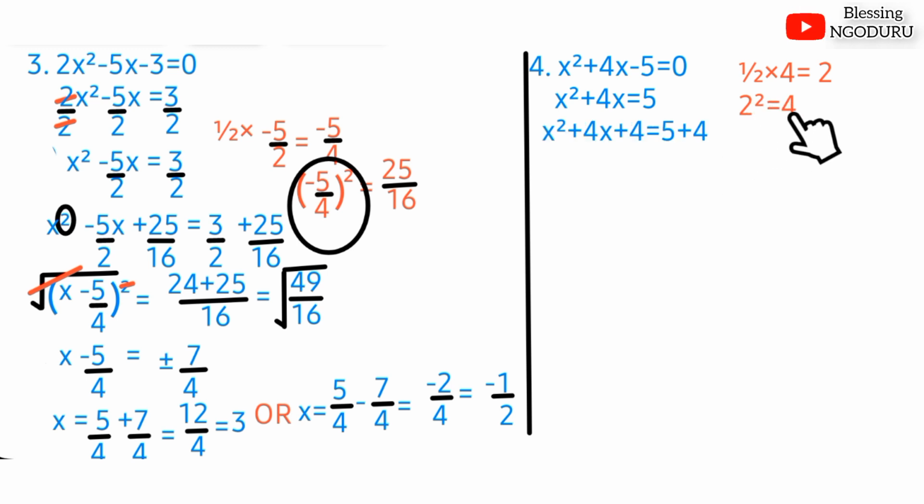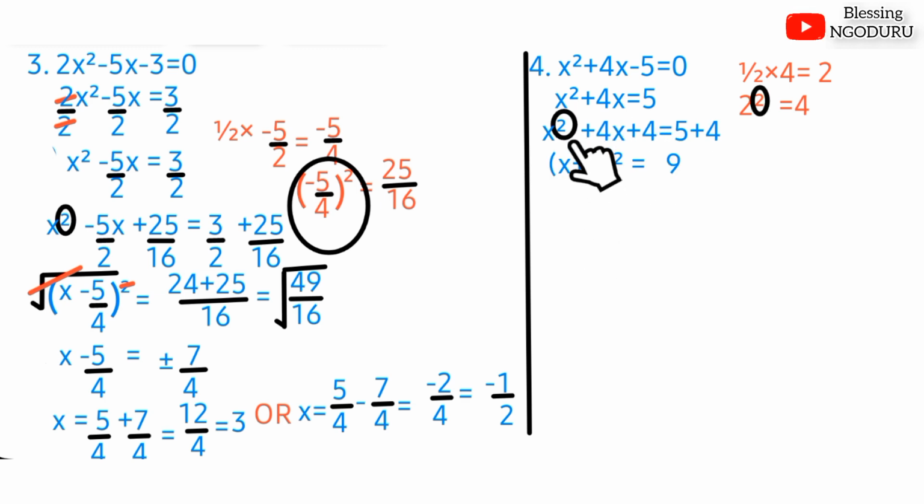Then adding 4 to both sides of the equation becomes x squared plus 4x plus 4 equals 5 plus 4. Now writing the left hand side of this equation as a perfect square trinomial, where we'll concentrate on x squared and the square of half of the coefficient of x, we have x plus 2 all squared equals 5 plus 4, which gives 9.